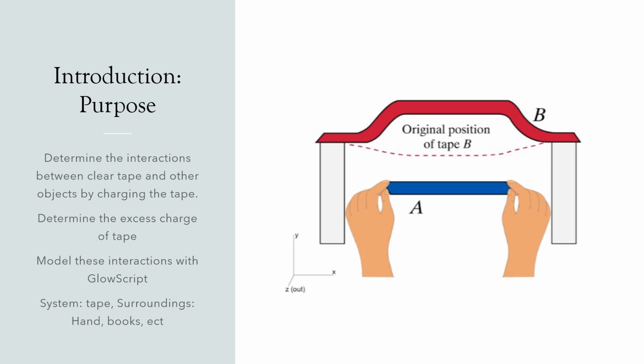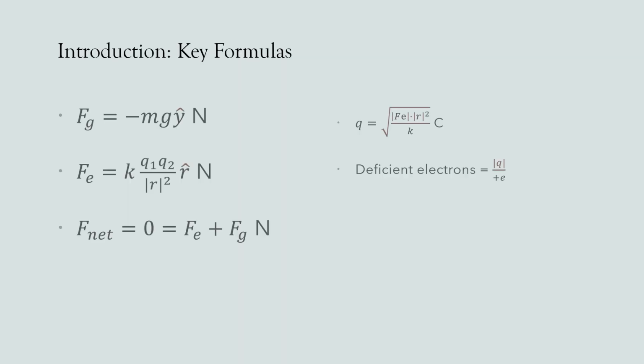and when it is in that equilibrium, we would like to use that information to determine the charge on the tape, as well as the deficient electrons, which we have a little equation here to find. We'll do all this by noting that when we are in that equilibrium state, the electric force added to the gravitational force is equal to 0, so that means the gravitational force is equal to the negative of the electric force. And here are our force equations, as well as an equation to find our charge, which we will use later in the coding section of our lab.